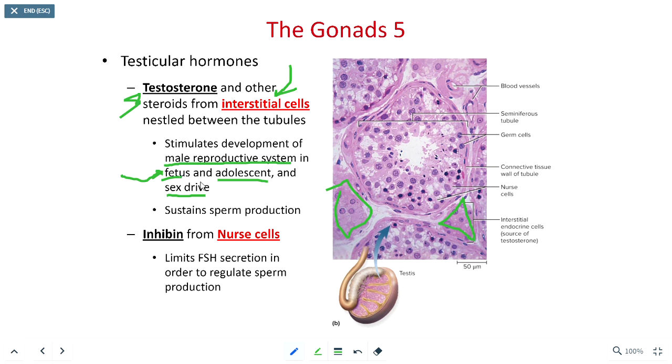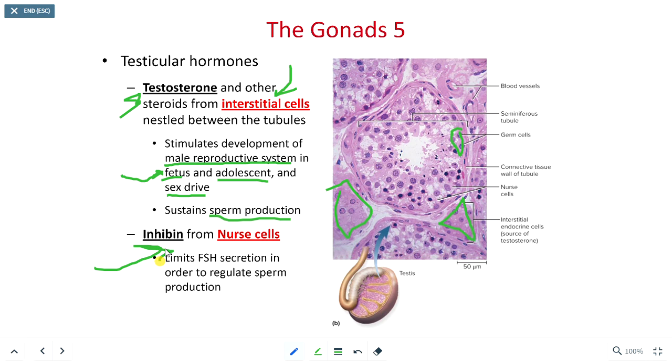Testosterone also is going to serve to sustain sperm production. As we have testosterone in the male's body, testosterone is going to act on the germ cells within the seminiferous tubules to keep those germ cells reproducing and dividing to make more sperm.